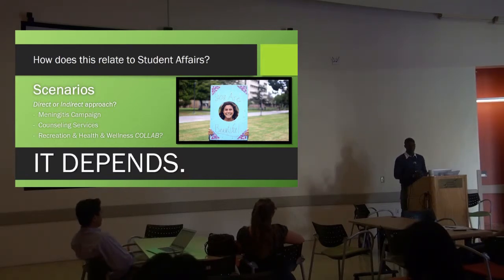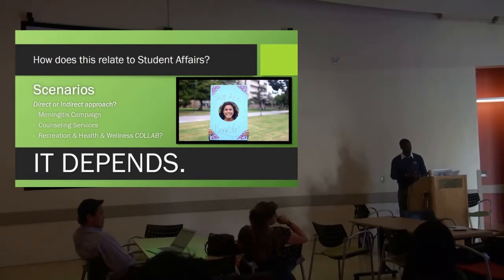Which approach would be the most effective to use and why, if anybody can chime in? I think the indirect would be rather important because you've got to get the emotional buy-in from the students. Okay, that's good. Anybody else? You want to use a mix, because you do want to get their buy-in, but you also want to put the important information out there as well.